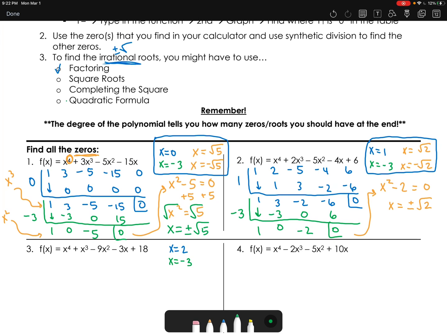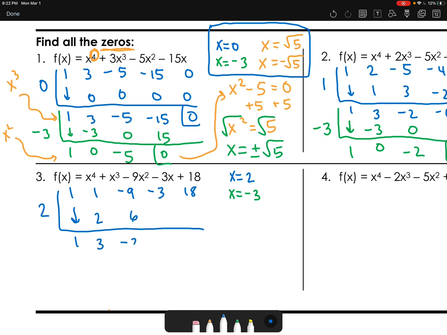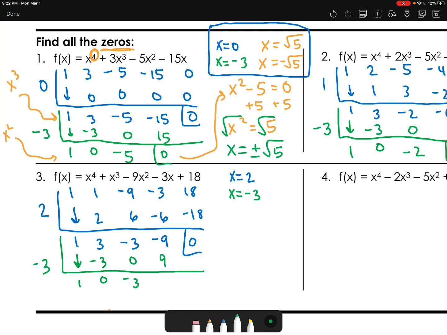Okay, so I'm going to use synthetic division. It does not matter which one you start with. Try it on your own. Pause. I'm just going to run through this one, go quickly. And so we have 2, 1, 1, -9, -3, 18. Okay, and then I'm going to go again. Those of you that are enjoying synthetic division, this I assume is fun for you. Remember, you should always end with 0.